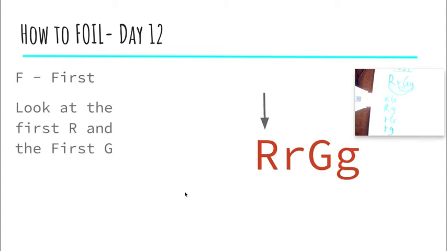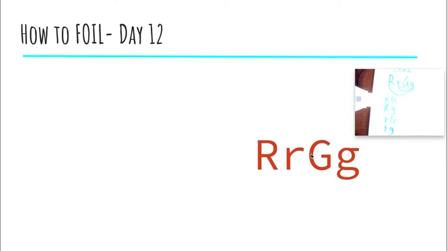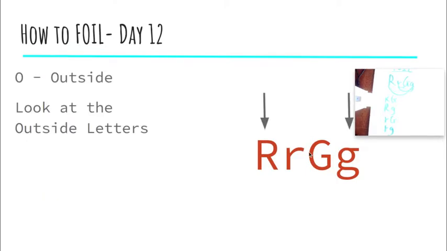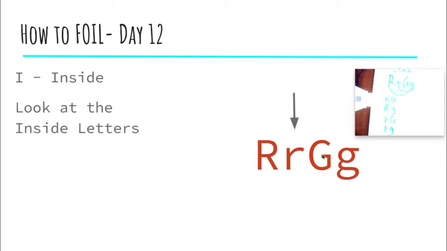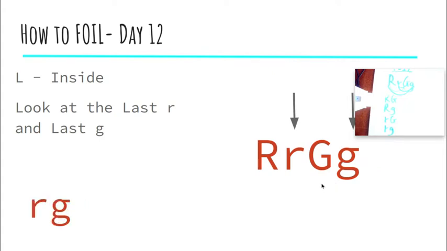So that would be the first two. The outer are the outer two letters. The inner are the inner two letters. And on this one, I know the capital would end up being written second in dihybrid crosses. That's okay. And then the last two are the last two that are left, little r, little g.